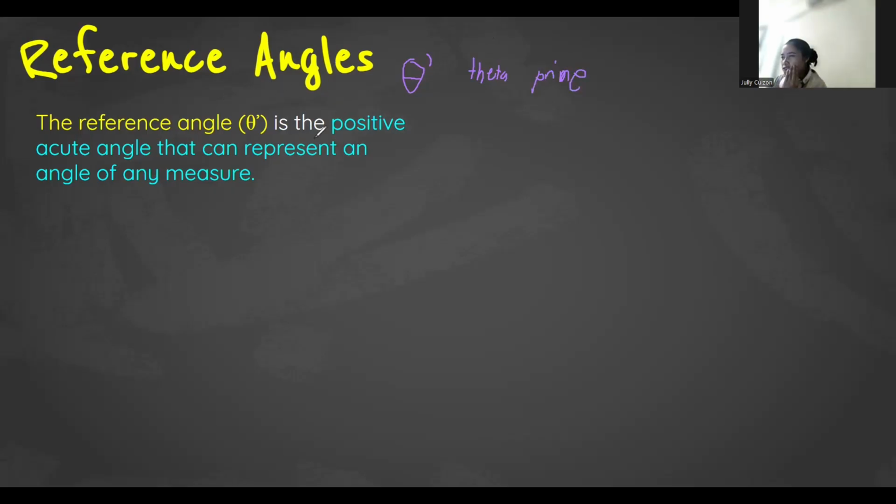So when you say reference angle, it is a positive acute angle, acute of course meaning less than 90 degrees. That can represent an angle of any measure. Okay, so the reference angle is always positive. Even if they give you a negative angle measure, its reference angle is always positive.